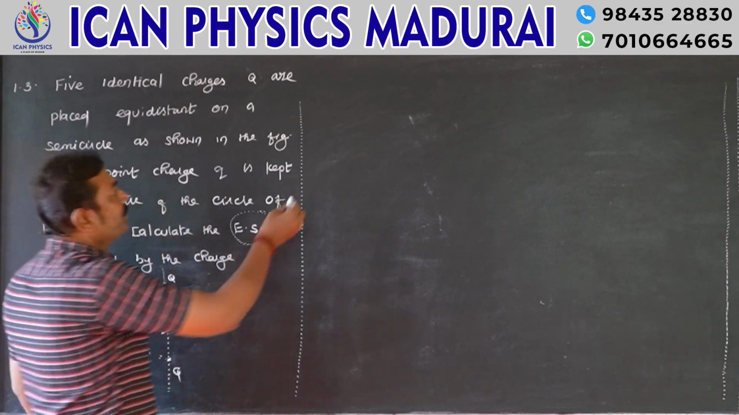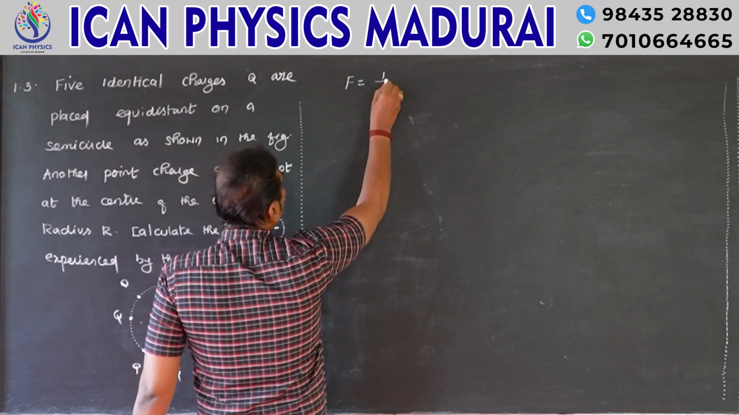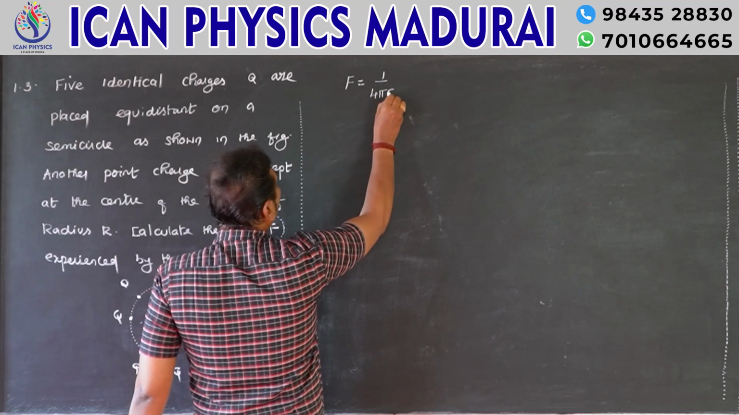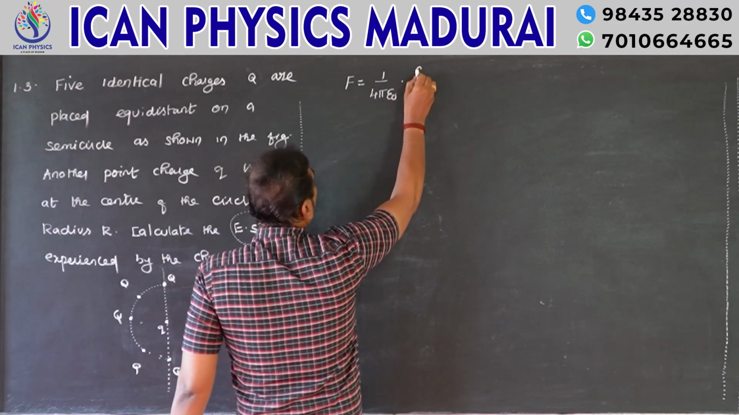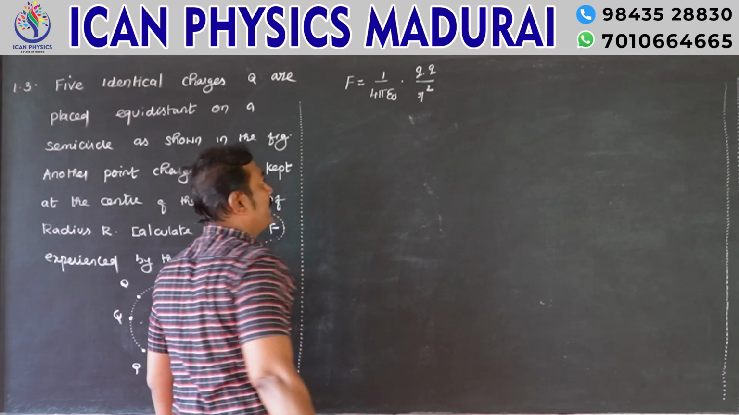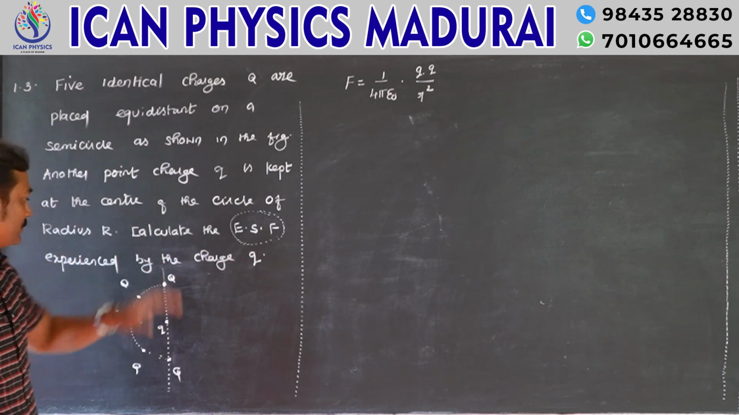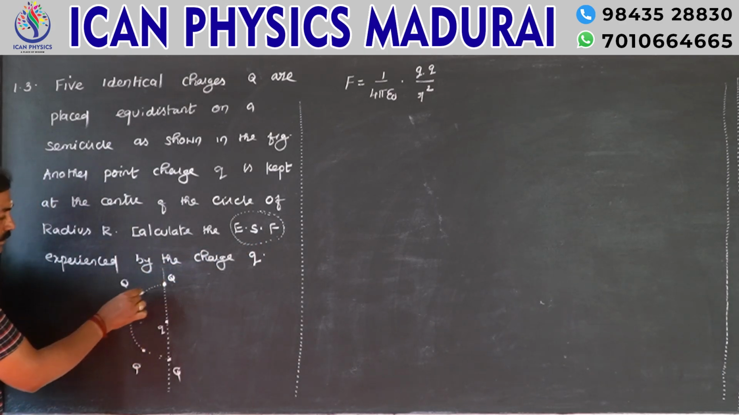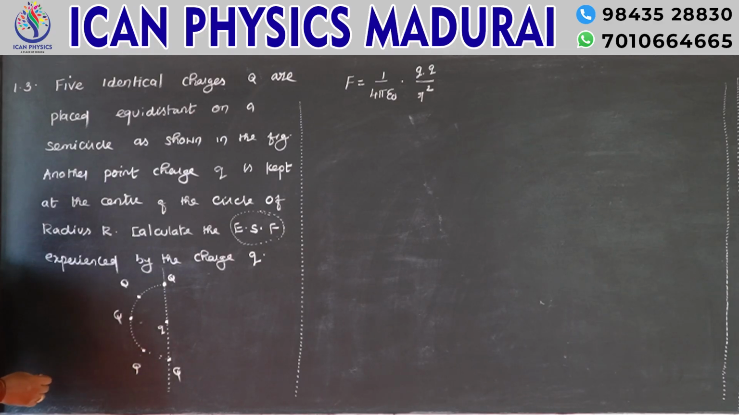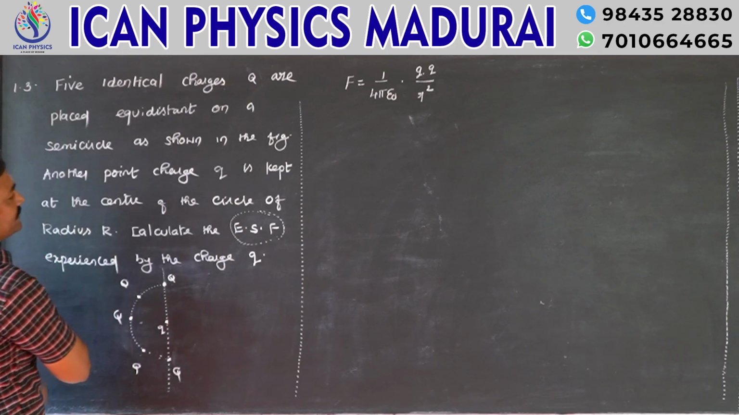So, what is the formula to calculate the electrostatic force? It is 1 by 4 pi epsilon 0 q by r square. So, this is the formula to calculate the electrostatic force. Now we have 1, 2, 3, 4, 5 charges placed equidistant.